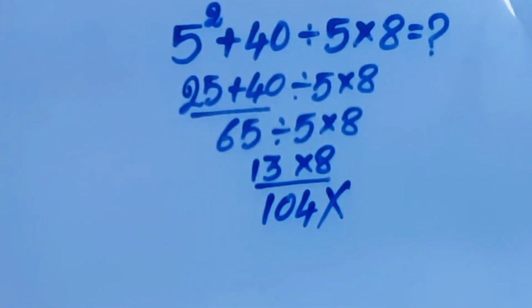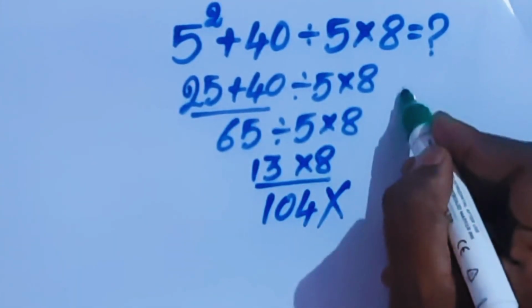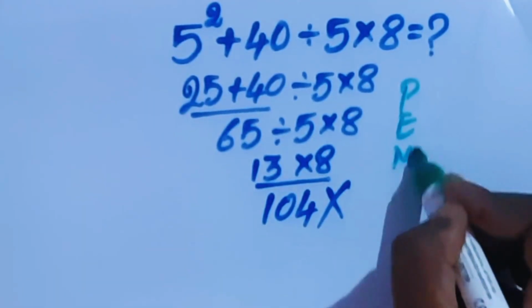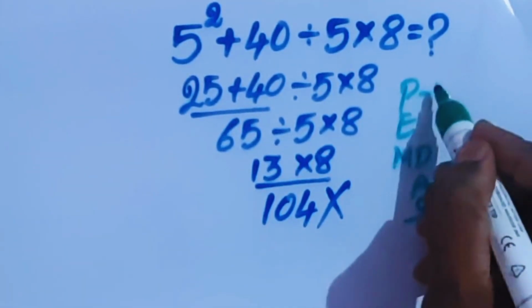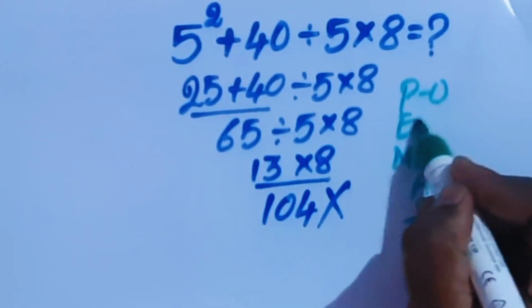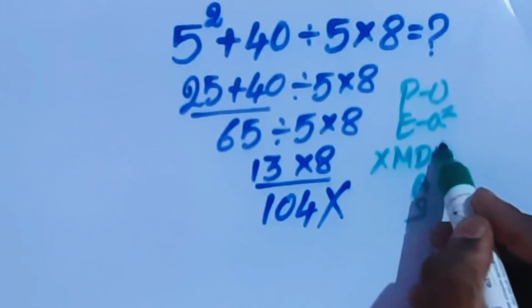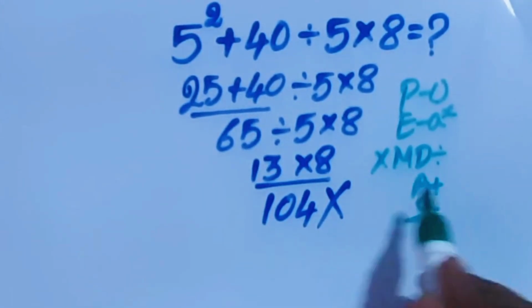As per the order of operation, this 104 is the wrong answer. Here we are going to introduce the PEMDAS rule from order of operation. P is bracket, E is exponent. M stands for multiplication, D stands for division, A stands for addition, S stands for subtraction.